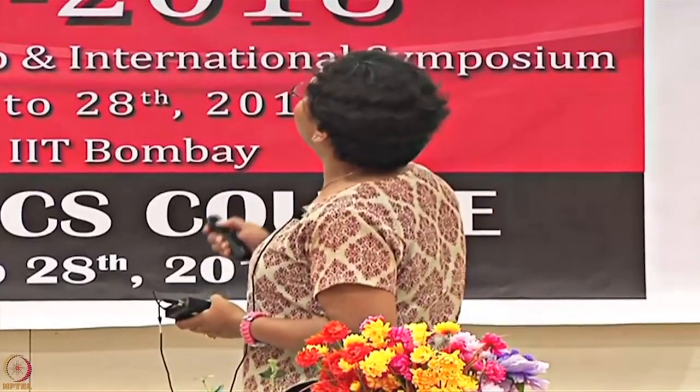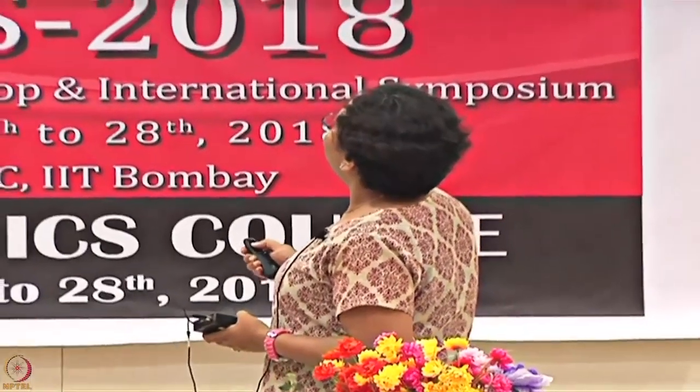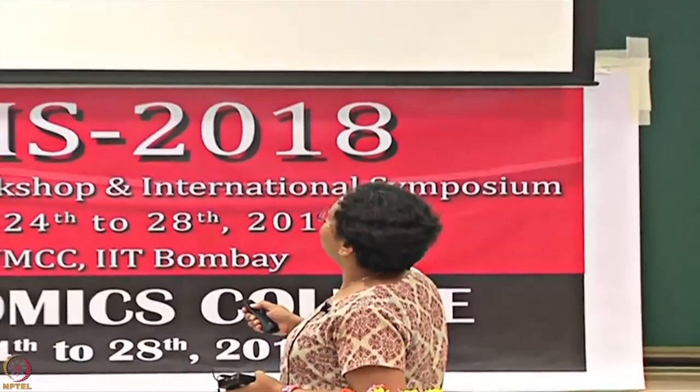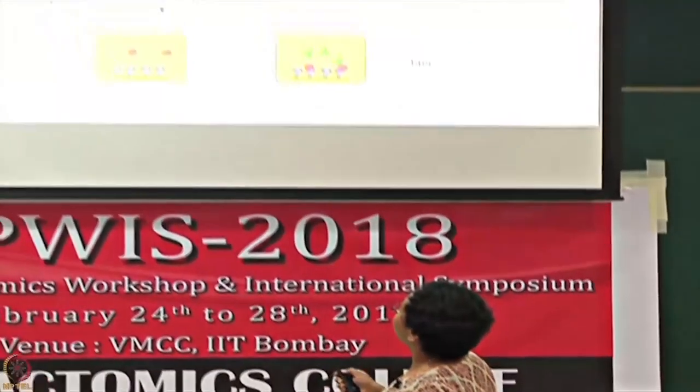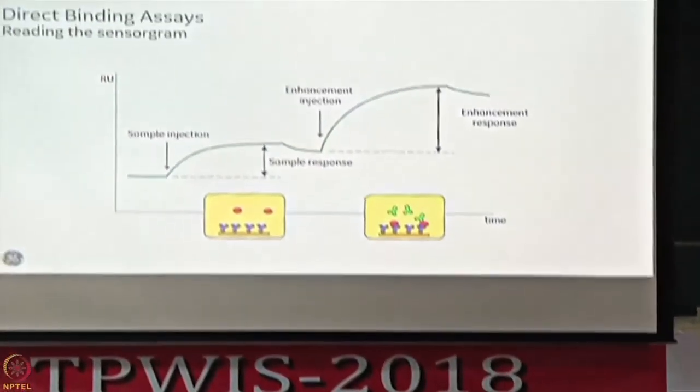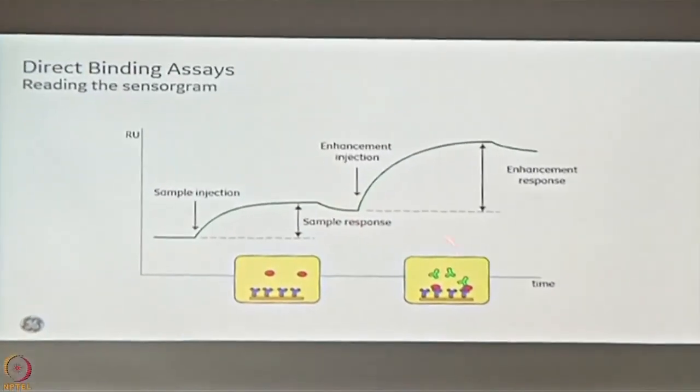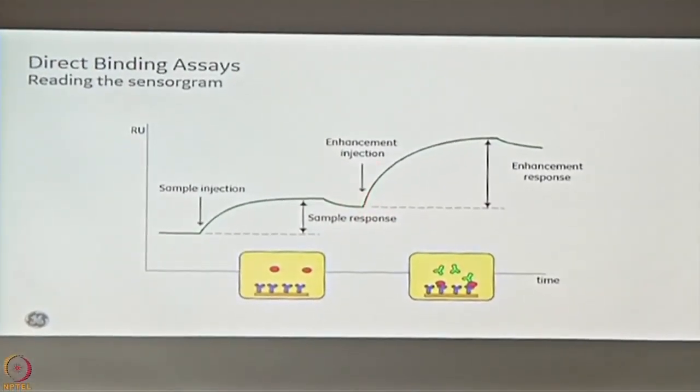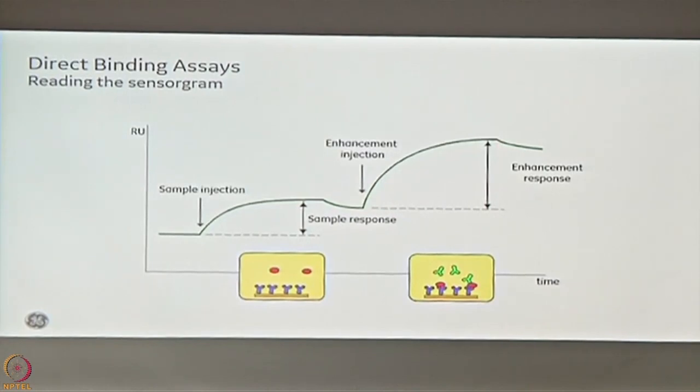In the direct binding cases, your sensorgrams would look something like this. In this type, this is where your baseline is, this is your association phase, and this is your dissociation. After that you can do a regeneration for this type. But if you're looking at this enhancement, first this is where your red molecule is binding to your ligand, and then your enhancer is binding. So that's your final response that you look at, right?